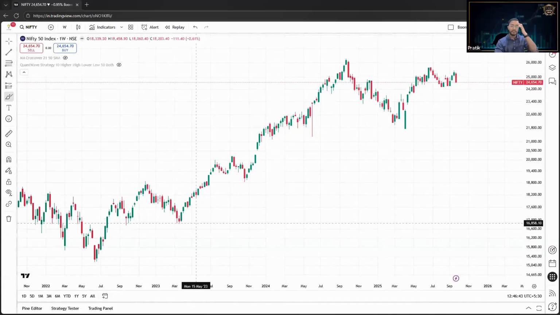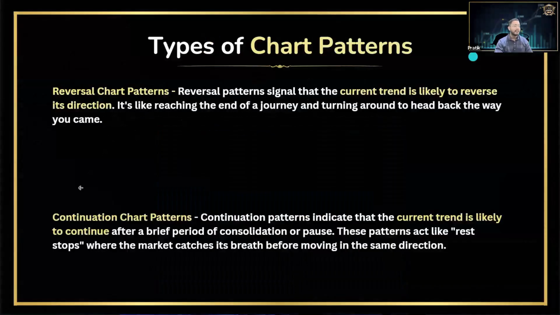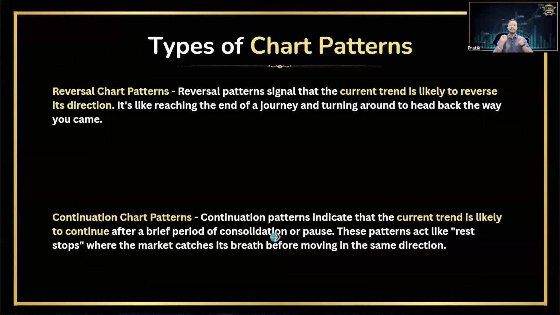We have two kinds of patterns: one is a reversal pattern and one is a continuation pattern. What is the difference? Let's say price is going up. Price is going up.